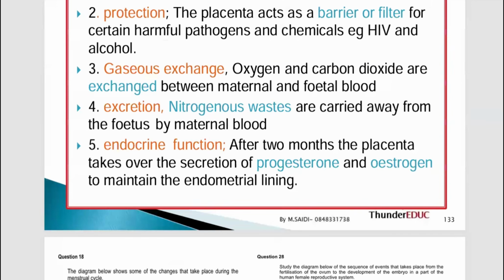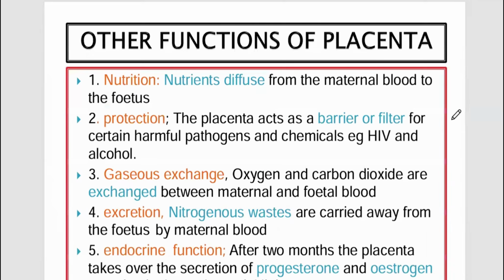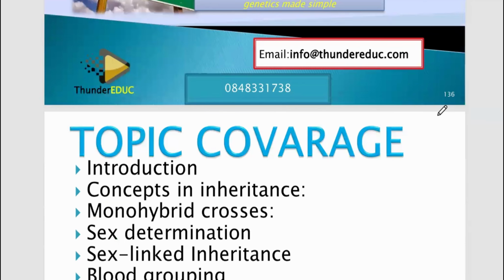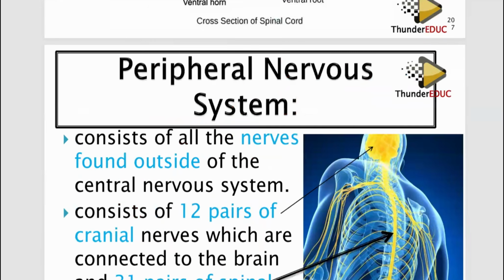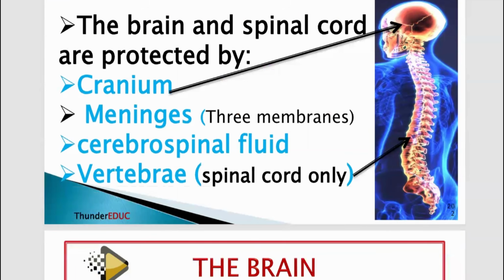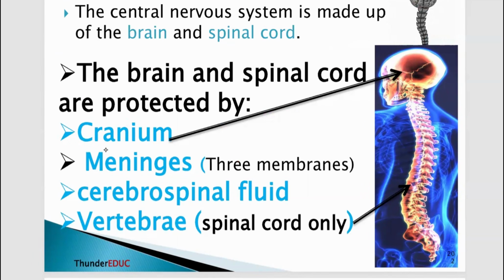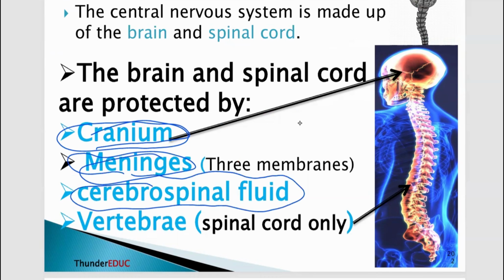We call it cranium, not skull. Cranium, not skull. Meninges, the three membranes, and then the cerebrospinal fluid, thus protect the brain. What about the spinal cord? Meninges, cerebrospinal fluid, and vertebra. That is the spinal cord.